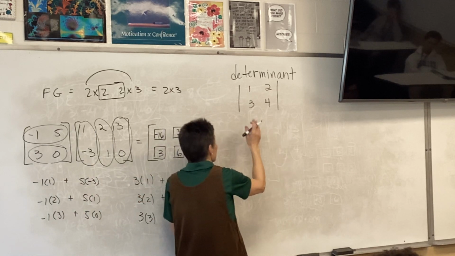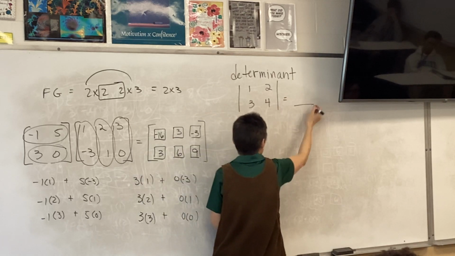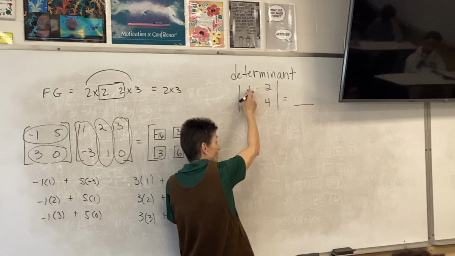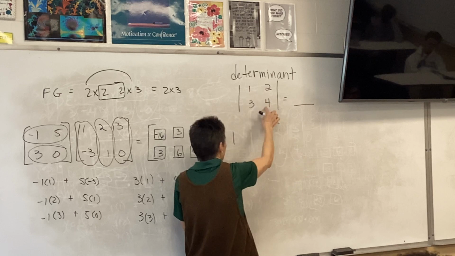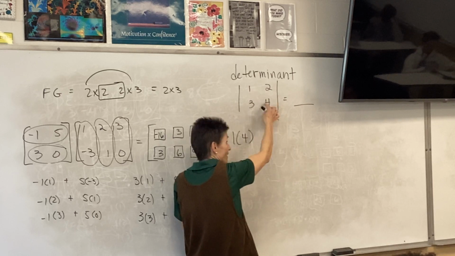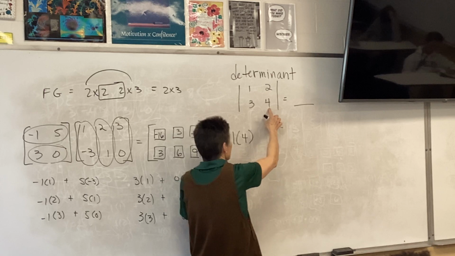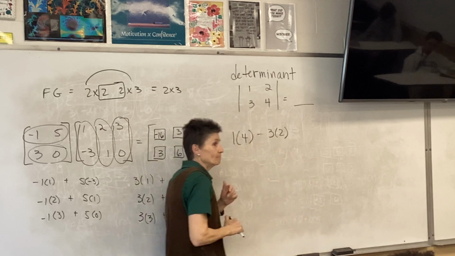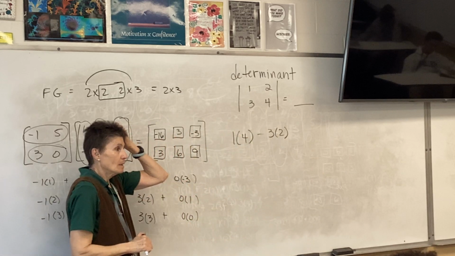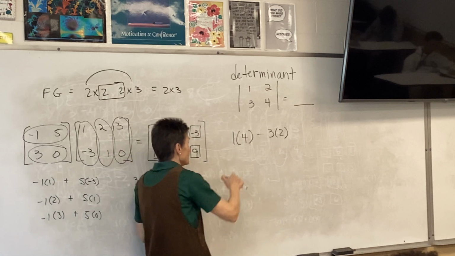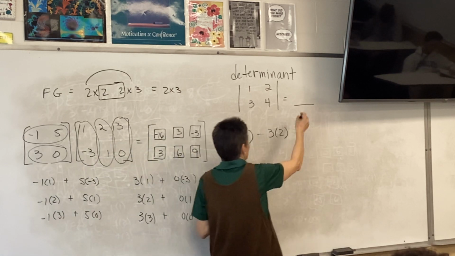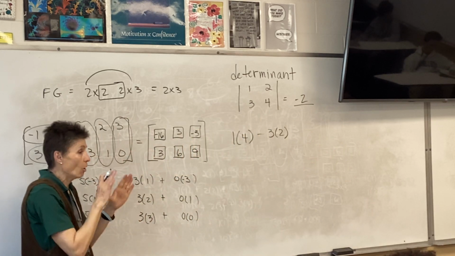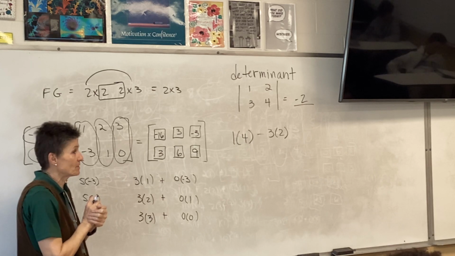Here's how you do it. The answer to this is just going to be a number, one number. And you calculate the number starting right here where my finger is. You take 1 times 4, so you multiply that diagonal, 1 times 4, and then you multiply this diagonal, 3 times 2, and then you subtract them. So the answer is 4 minus 6, which is -2. That's all there is to evaluating a 2 by 2 determinant.